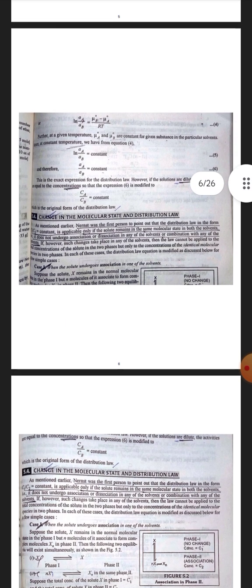As mentioned earlier, Nernst was the first person to point out the distribution law in the form C1 by C2 is equal to constant, which is applicable only if the solute remains in the same molecular state in both solvents and does not undergo association or dissociation in any of the solvents. If, however, such changes take place in any of the solvents, then the law cannot be applied to the concentration of the solute in the two phases, but only to the concentration of identical molecular particles in the two phases. In each of these cases, the distribution law equation is modified, as discussed below in simple cases.